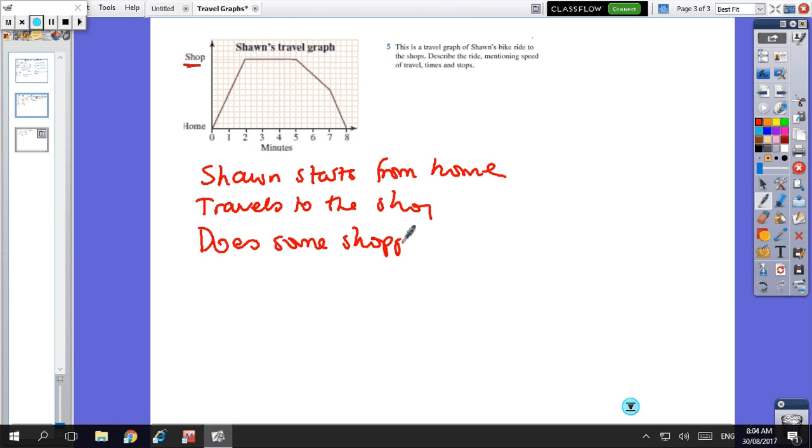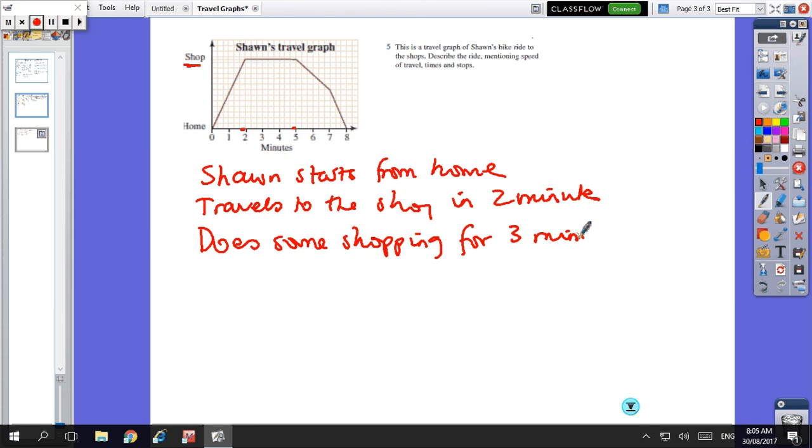Now, how long did... So let's use some time. So starts from home, travels to the shop in about 2 minutes. Okay. Now, we don't know how far it is, so we won't be able to mention a number for speed. Now, how long do they shop for? From 2 minutes to 5 minutes. So they shop for 3 minutes.